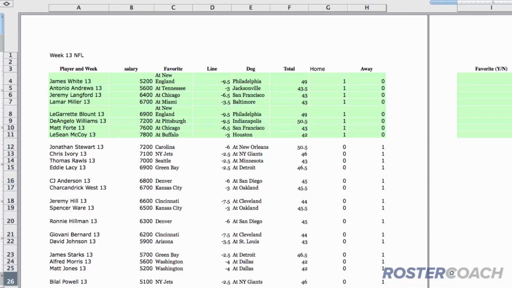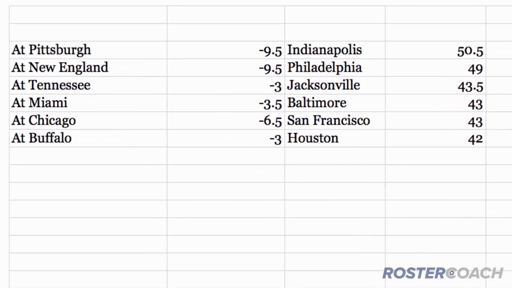These types of games are often where both teams have strong passing games and relatively poor secondaries. This can lead to game scripts where both passing offenses remain on the field for the vast majority of the game, which can help the running game as well, actually. So the games we have here are Indianapolis at Pittsburgh, Philadelphia at New England, Jacksonville at Tennessee, Baltimore at Miami, San Francisco at Chicago, and Houston at Buffalo.